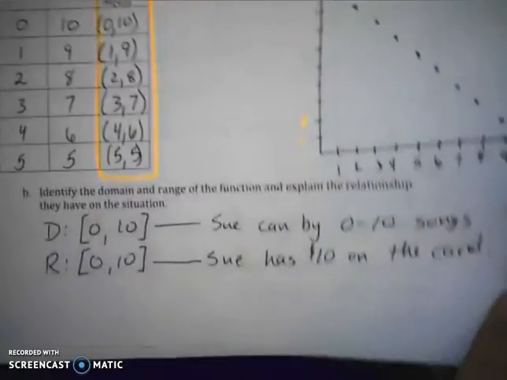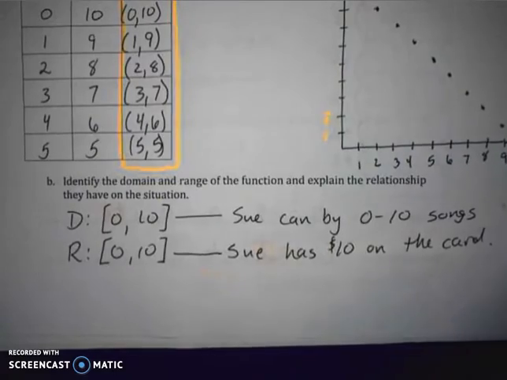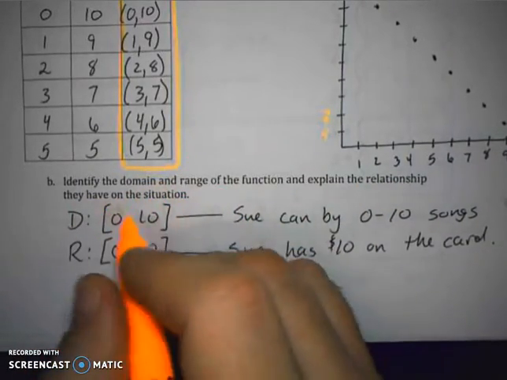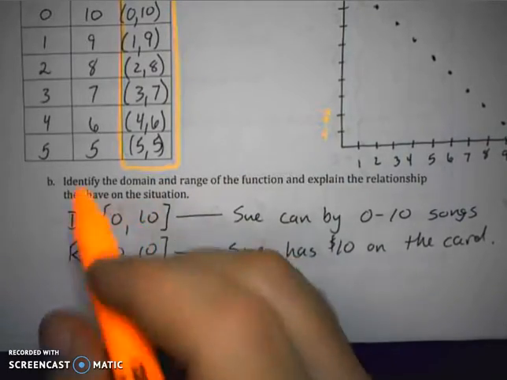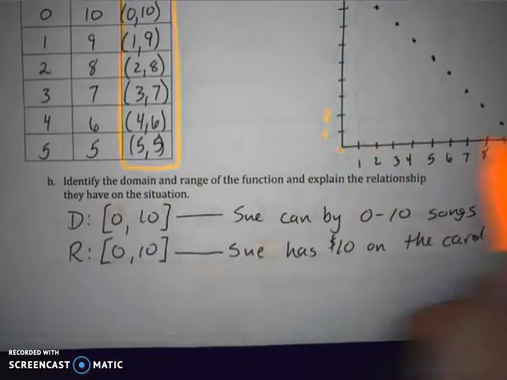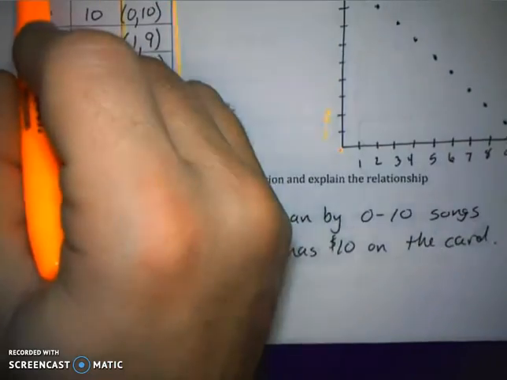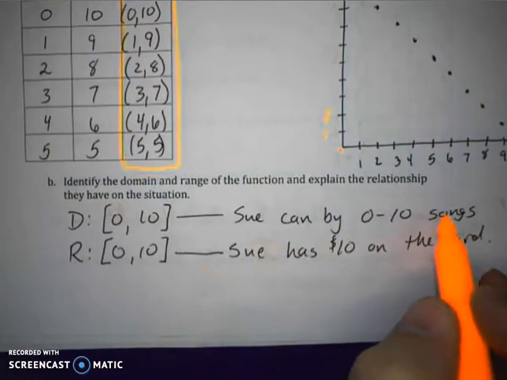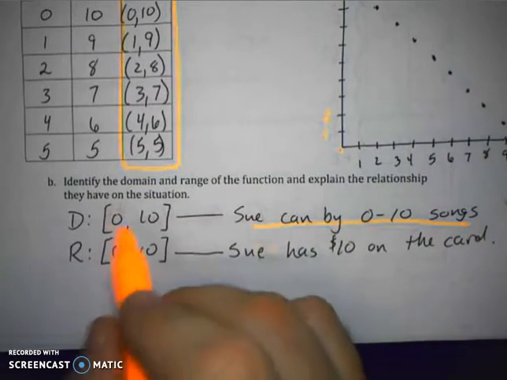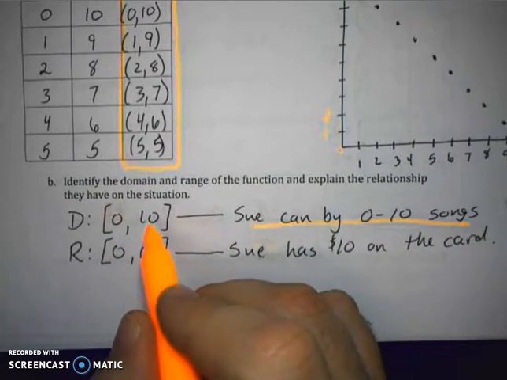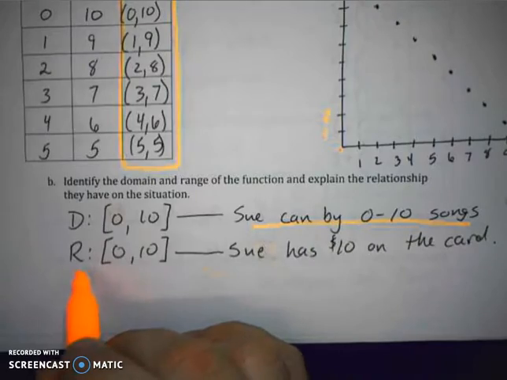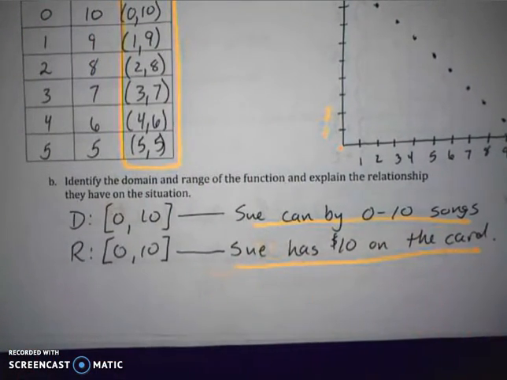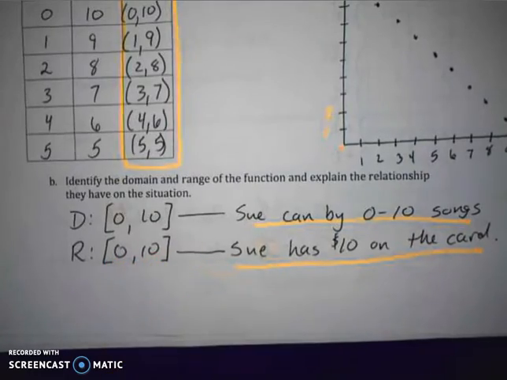And then it asks you to identify domain and range and explain the relationship they have on the situation. That just means, what do they mean in real life? What do these numbers mean? The domain goes from 0 out to 10. Remember, that is our D values. That's the number of downloads. Okay, 0 to 10 songs. That's all you need to understand, is that this is the number of downloads or songs. And then the range is the amount of money on the card. Okay, she has $10 to spend on the card. From 0 to 10 is what she can spend.